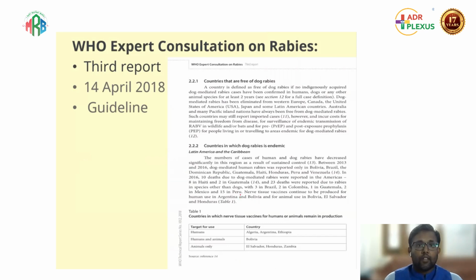See, this is the WHO expert consultation on rabies, the third report in 2018. According to these guidelines, you can see here the countries that are free of dog rabies. There is no rabies in humans, dogs, or any animal species for the past 2 years. This is the WHO report. The guideline tells there is no rabies.